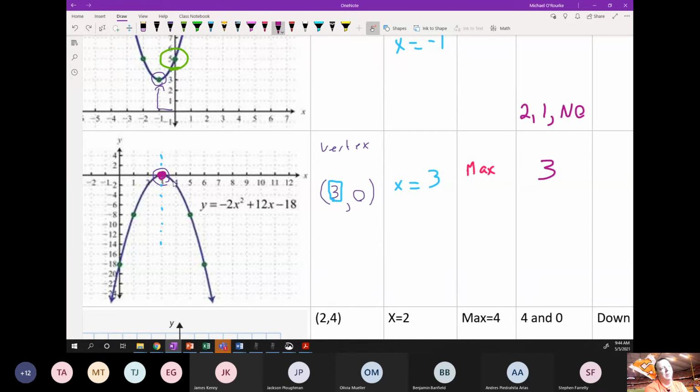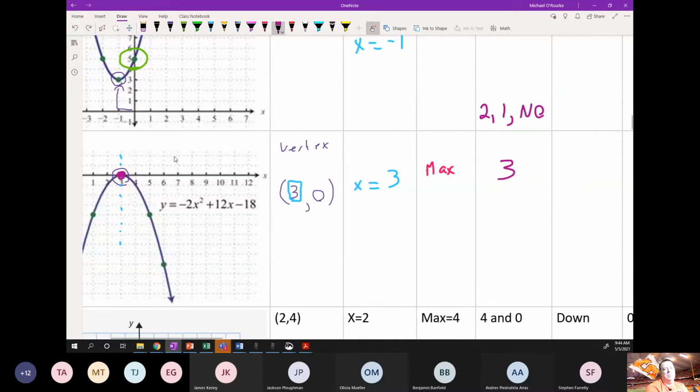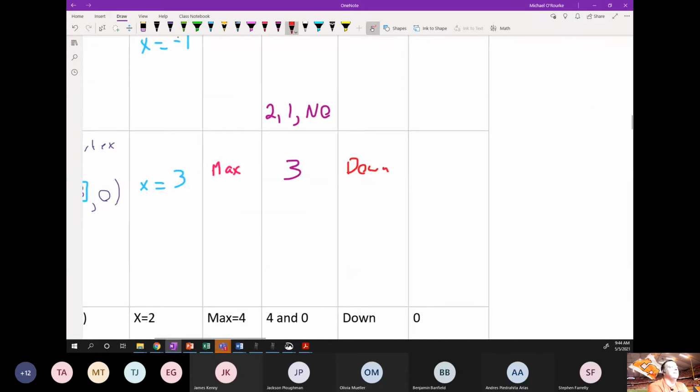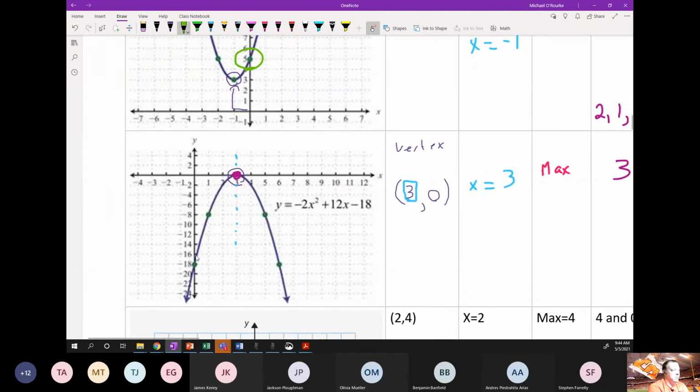Does this open up or down? Down, correct. And then lastly, what is the y-intercept of this one? Oh, Yosan, you're done, but you answered it anyways. Negative 18 is correct. Okay. Perfect.